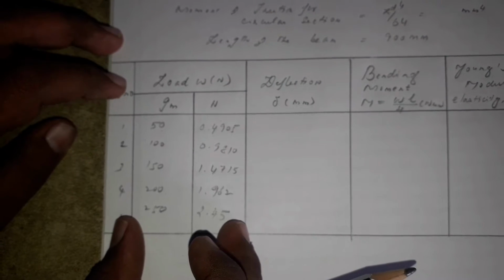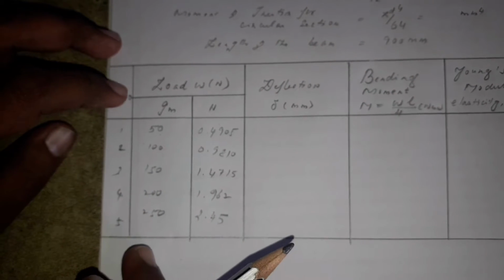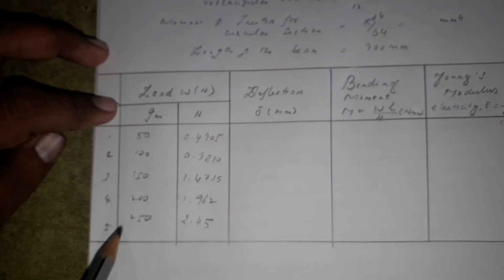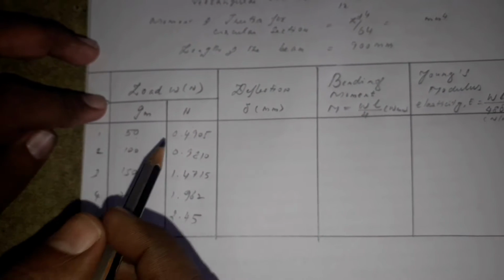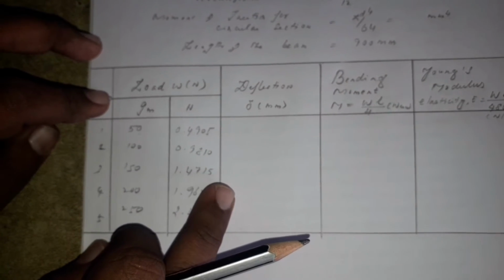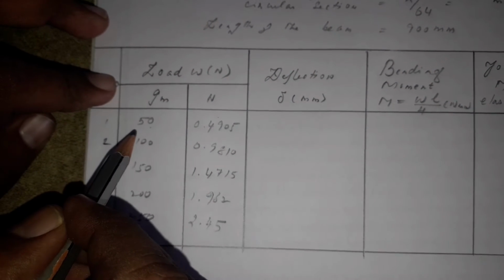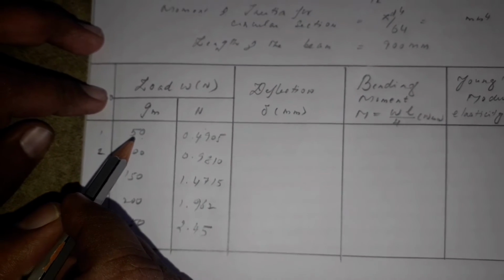So first of all, you should decide how many readings you will take. Then you should mention them here, then convert into Newton. Okay, afterwards gradually increase the load. Okay, so now I am going to start the experiment.